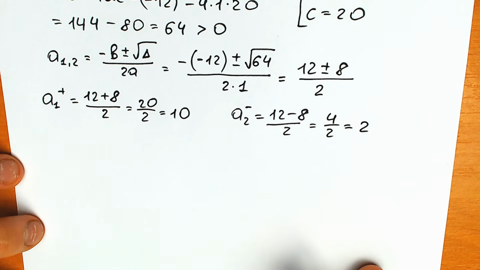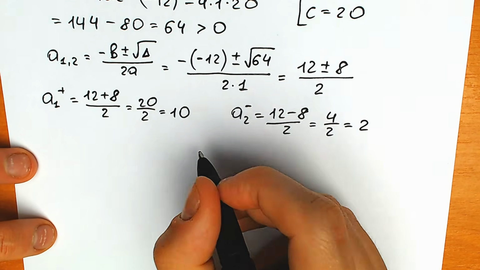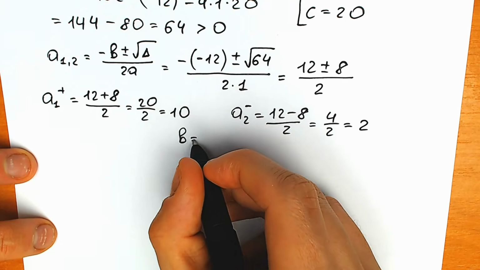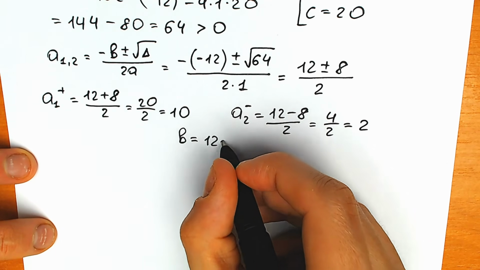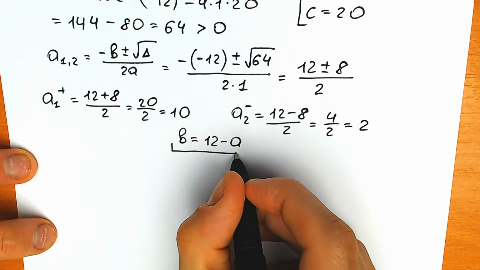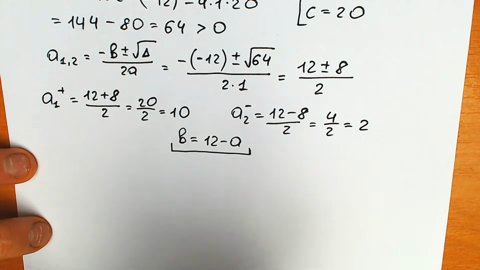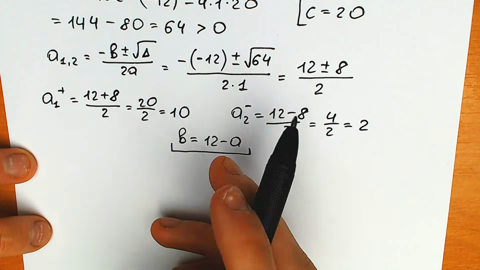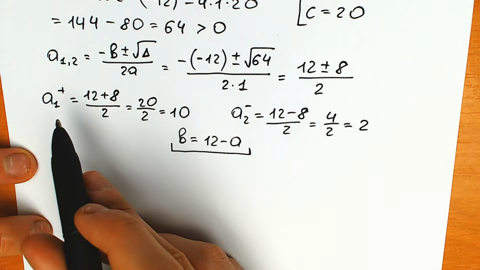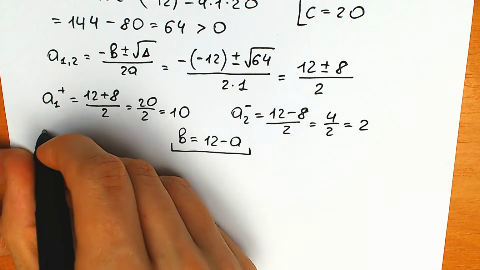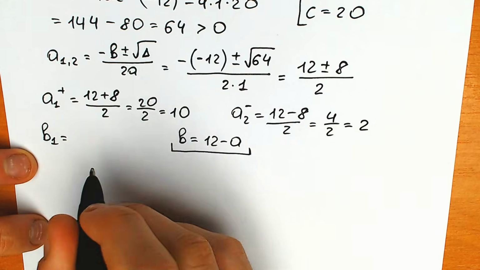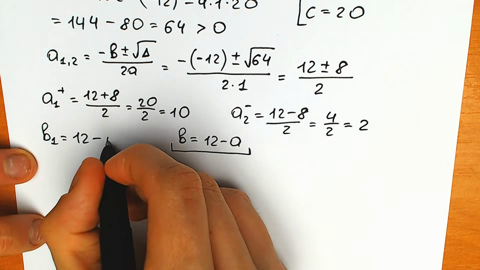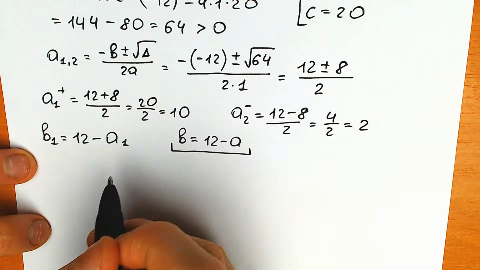But don't forget about our b, because in the beginning we had that b is equal to 12 minus a. Moreover, our answer is not a first, a second. This is not a pair. Our answer is a first and b first. So let's find our b first real quick, equal to 12 minus a first. But a first equal to 10.